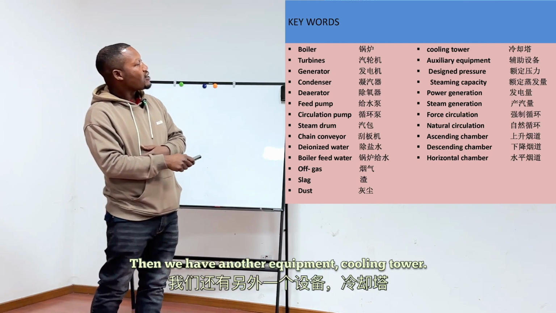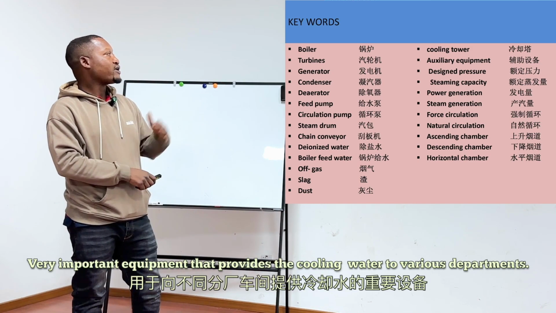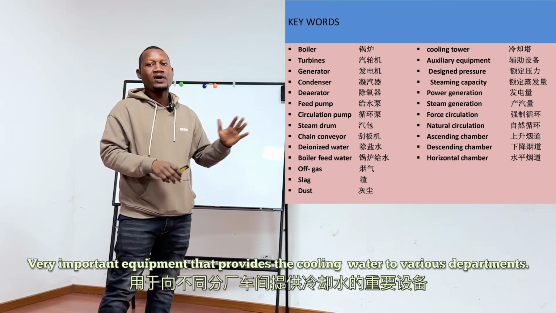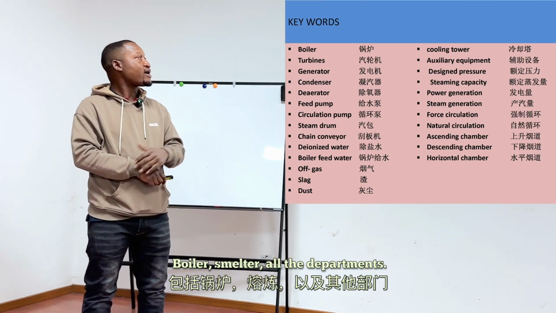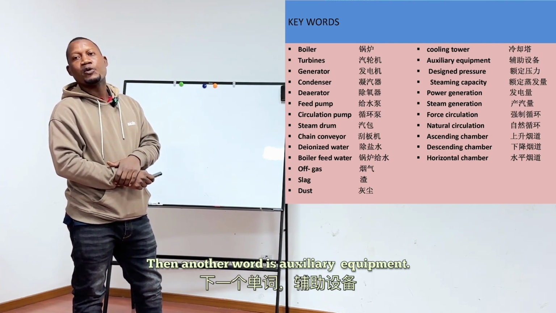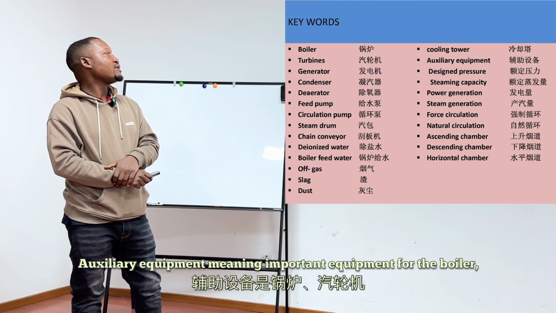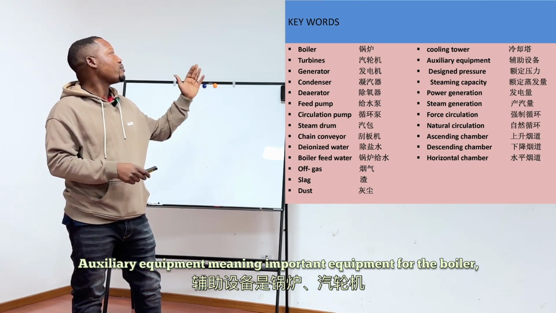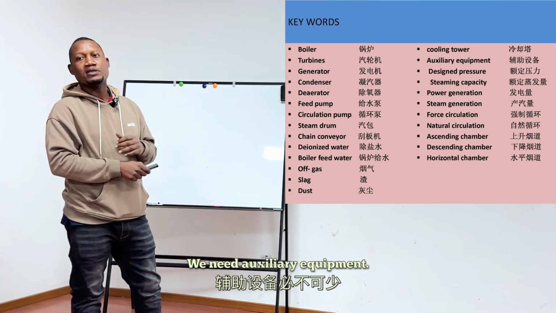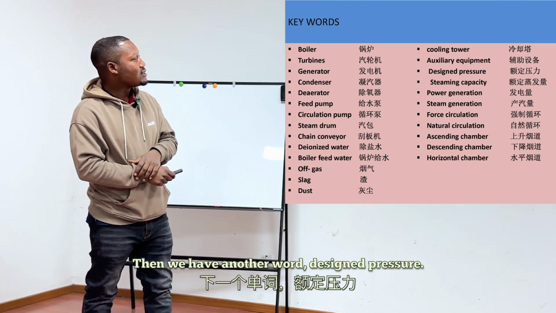Then we have another equipment, the cooling tower. Very important equipment. It provides cooling water to various departments, the boiler, smelter, all the departments. Then another word is auxiliary equipment. Auxiliary equipment means important equipment for the boiler and the turbine to operate smoothly. We need auxiliary equipment.